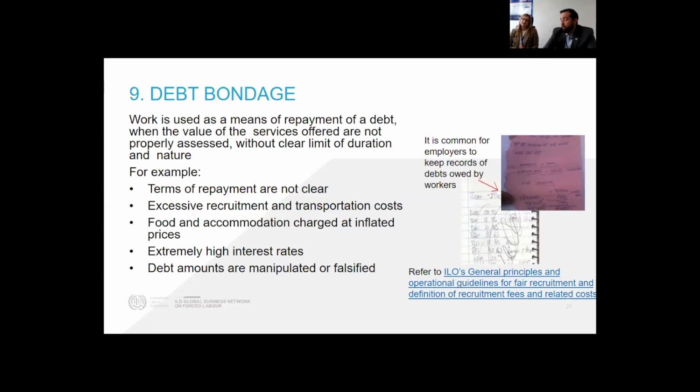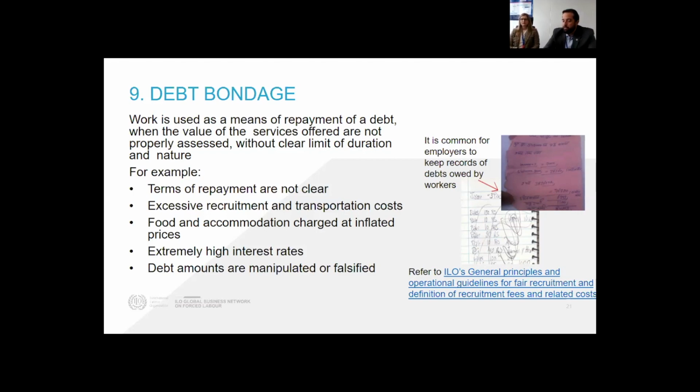And the terms of repayment are not clear or even nonexistent. And excessive recruitment and transportation costs are charged to the worker. So we can also refer to the ILO's general principles and operational guidelines for fair recruitment and the definition of recruitment fees and related costs. These definitions were adopted in 2018, so quite recent. But these recruitment fees and transportation costs, many times they're used to inflate a debt so that the worker can never pay it off. Food and accommodation are charged also at inflated prices.